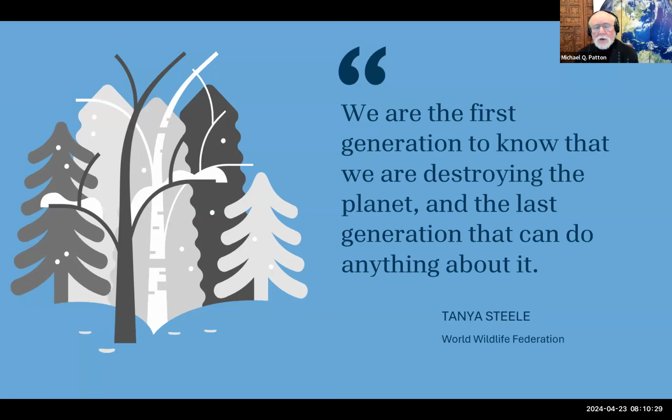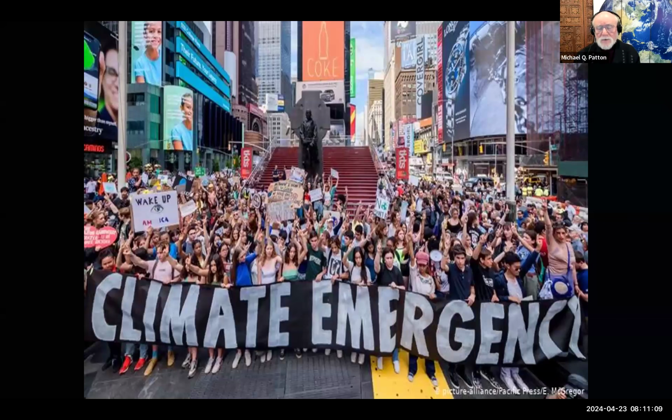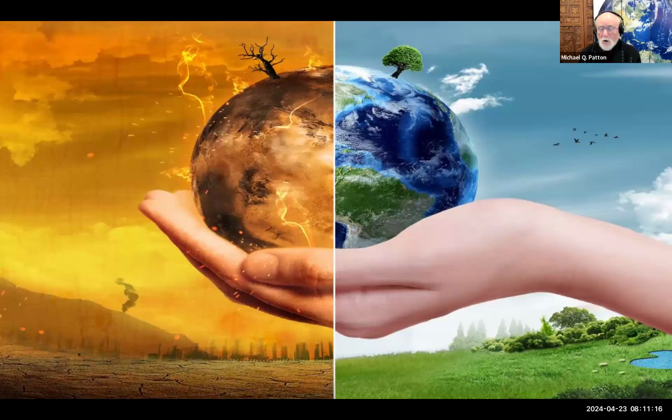Tanya Steele, of the World Wildlife Fund, in their report said, "We are the first generation to know that we are destroying the planet and the last generation that can do anything about it. The stakes are high, and that involves systems thinking and systems change to bring about those changes." This era is now being called the Anthropocene, which means that we as human beings are having more impact on the earth and its environment than the natural processes of the earth. And part of what this means is that we're connecting not only our social and human systems, but our environmental and ecological systems are connected because we are in a climate emergency. And the call is for all hands on deck, for all of us to be involved.